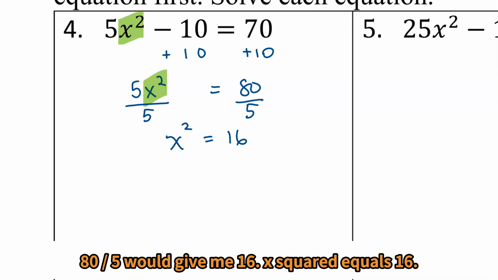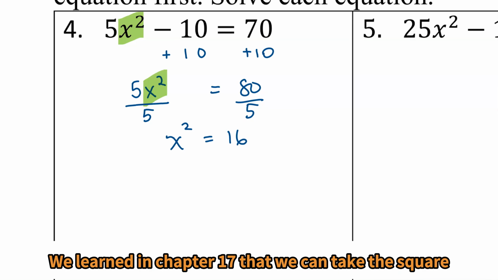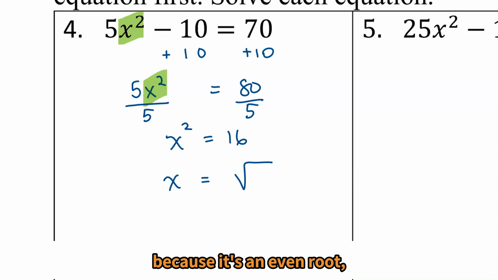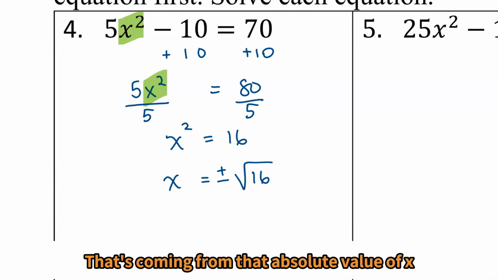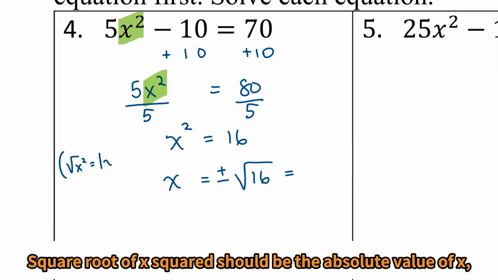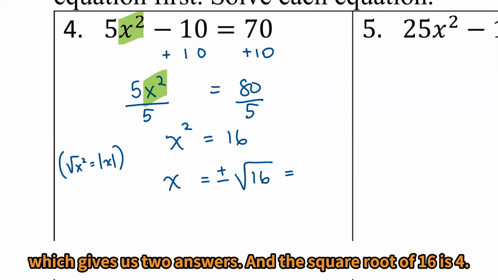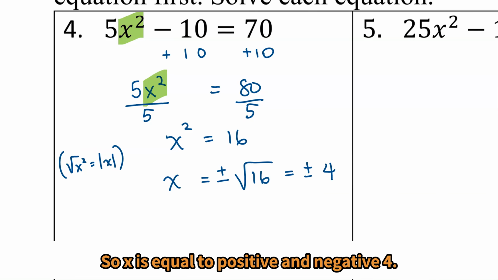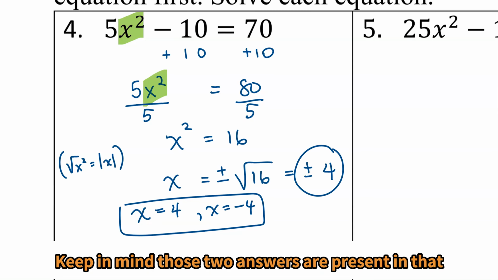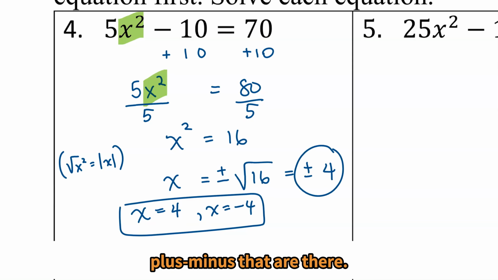X squared equals 16. We learned in chapter 17 that we can take the square root of both sides. And if we take the square root of both sides, because it's an even root, we need to make sure that we put that plus or minus in the front. That's coming from that absolute value of x when we take the square root. Square root x squared should be the absolute value of x, which gives us those two answers. And then the square root of 16 is 4, so x is equal to positive and negative 4. And we have two answers. Keep in mind those two answers are present in that plus minus that are there.